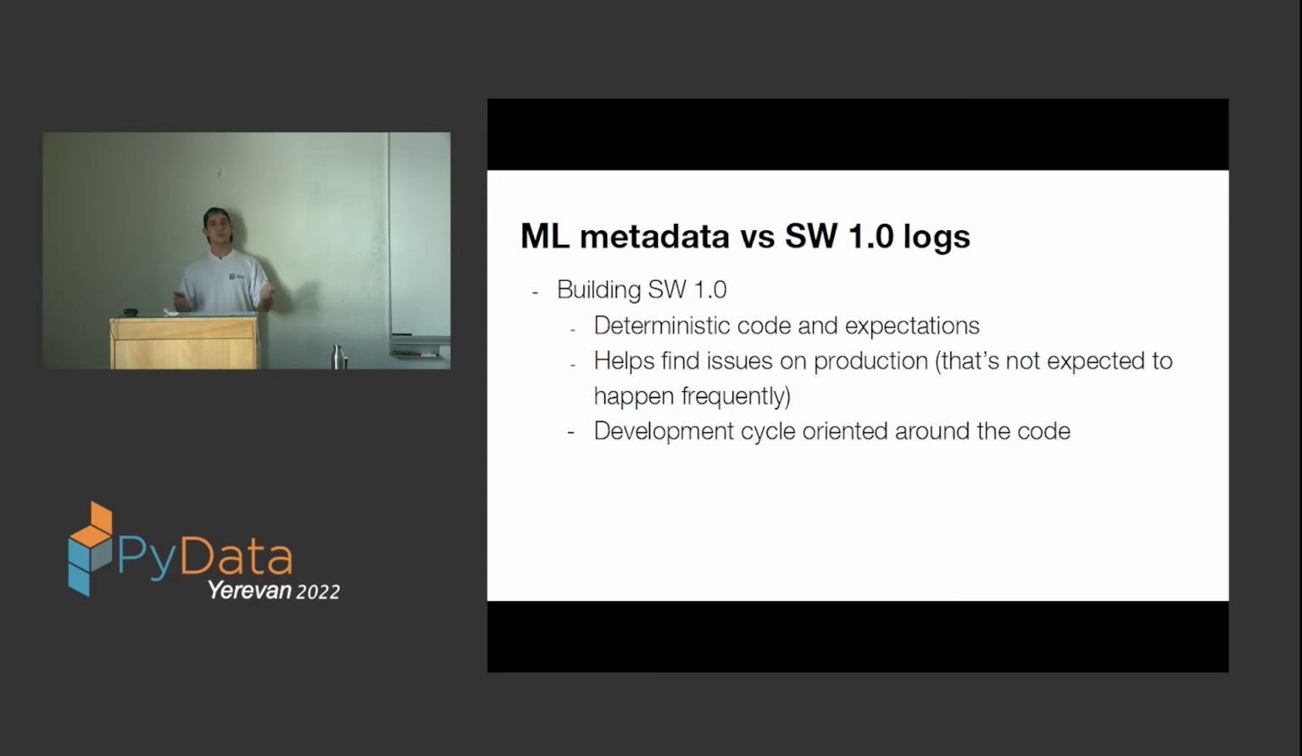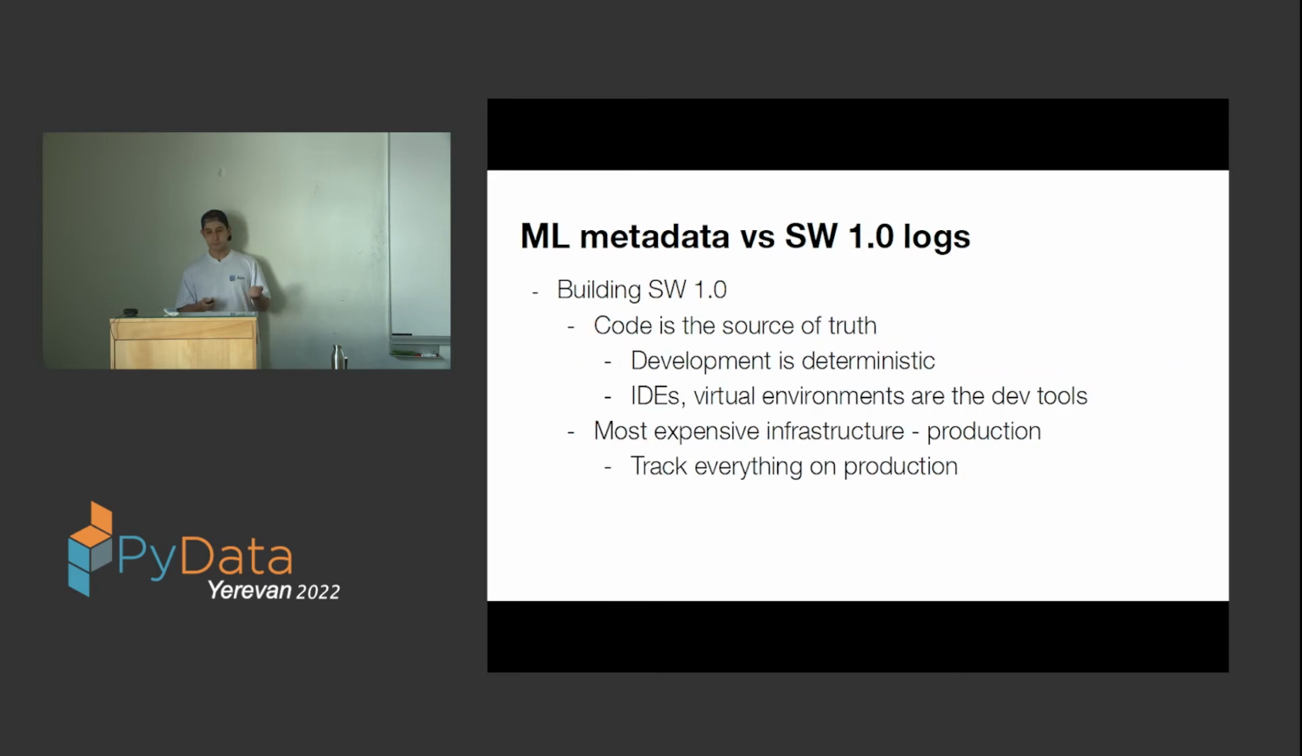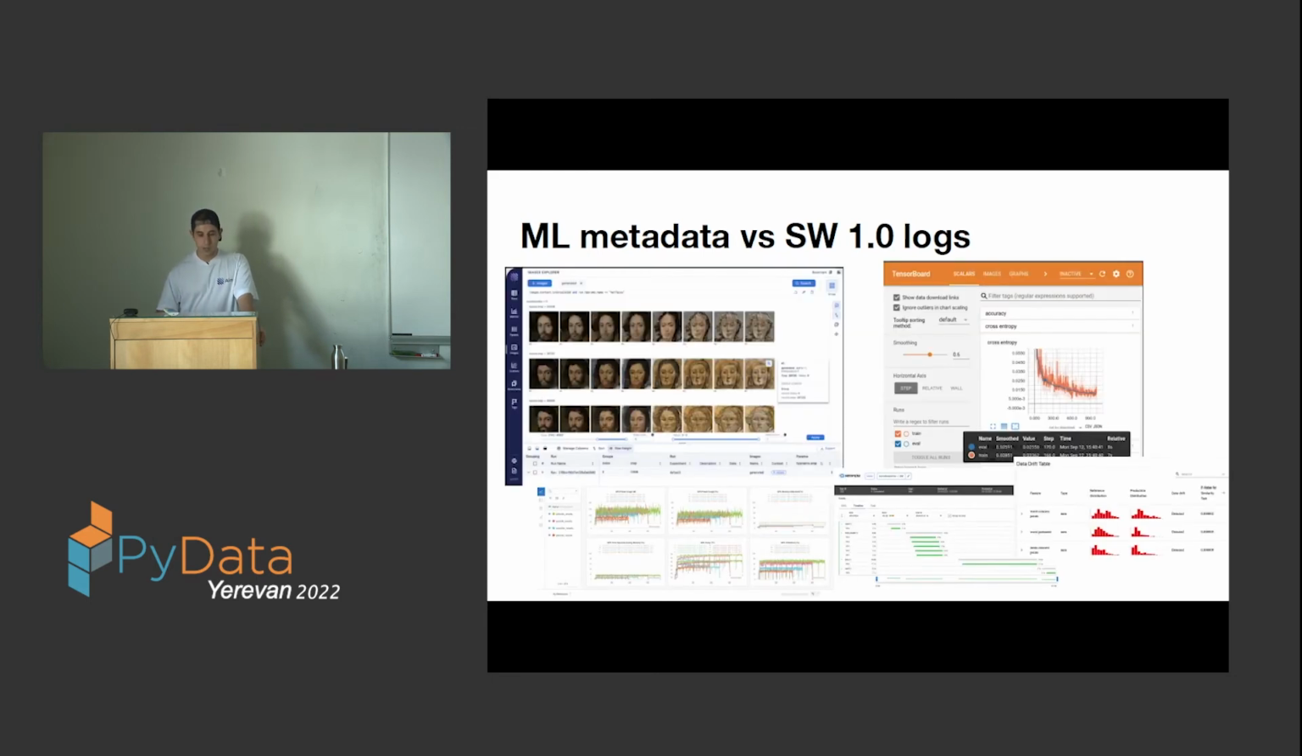Most importantly, the development cycle in software 1.0 is oriented around the code. The code is the source of truth. The development is deterministic, and the most important tools are basically IDEs and virtual environments and these types of tools. And the most expensive infrastructure actually goes to production. People don't build there, unless in specific circumstances. Usually the most expensive bare metal hardware goes to production, for scalability and all obvious reasons. So they try to track everything on production.